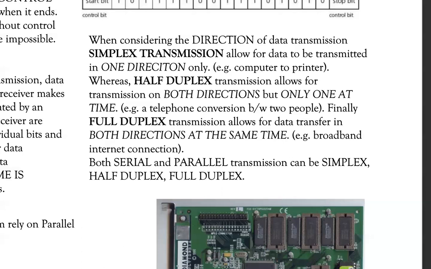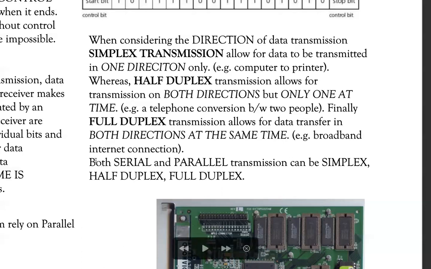Your computer may be downloading some updates, meanwhile you may be sending some emails. So you're uploading and downloading at the same time. When you're sending data in both directions simultaneously, that is known as full duplex data transmission. For example, your broadband internet connection.